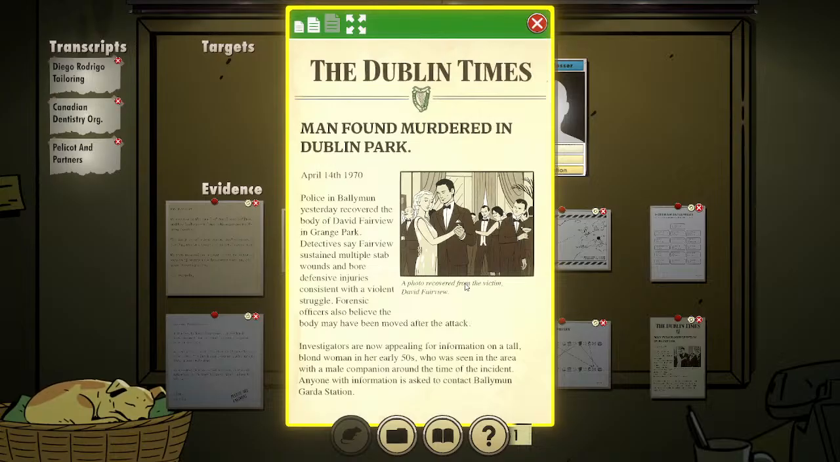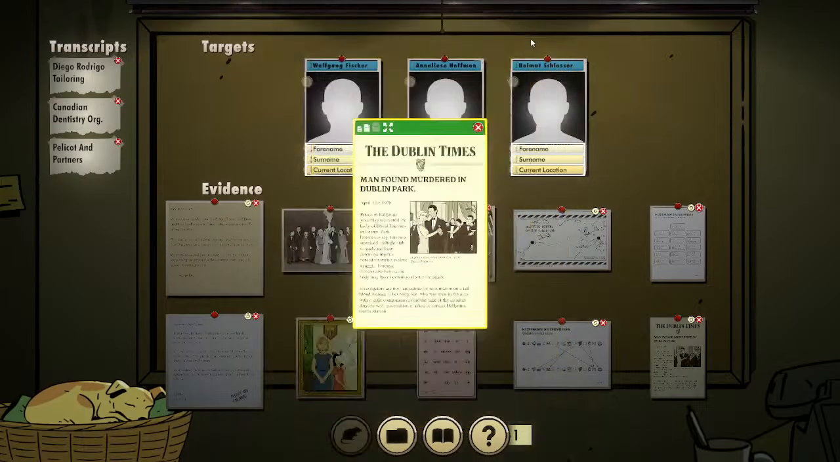Detectives are now appealing for information on a tall blonde woman in her early 50s who was seen in the area with a male companion around the time of the incident. Anyone with information is asked to contact Ballymum Garda Station.